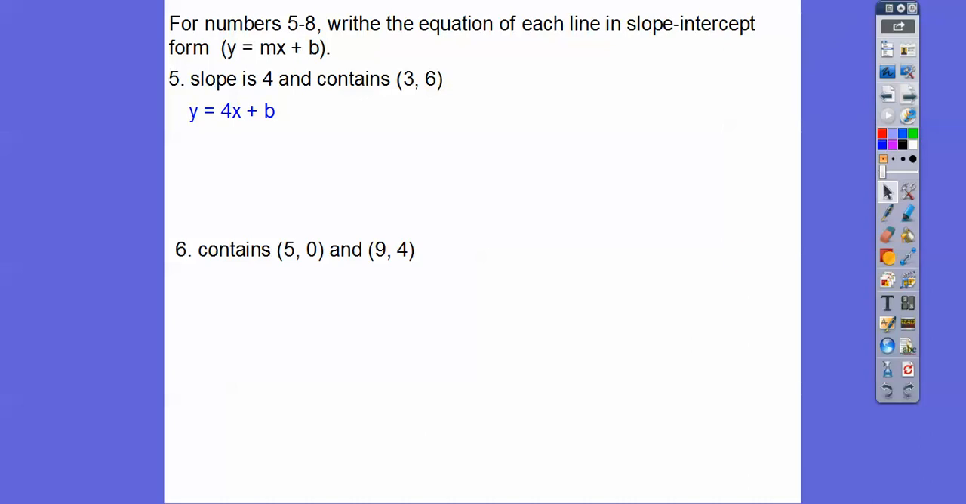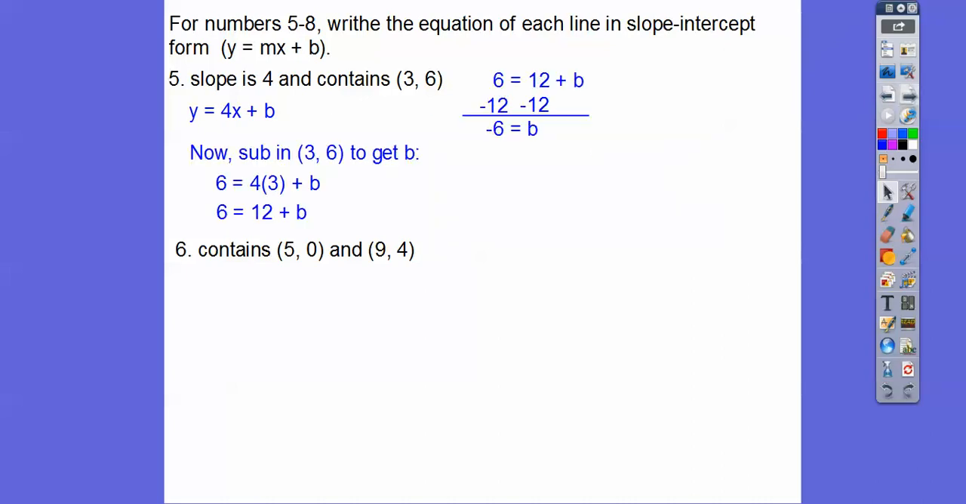They told us that the slope is 4, so we know y equals 4x plus b. To get b, we just substitute in 3 for x and then 6 for y, and then solve for b. When we do that, we get b equals -6, so our answer is y equals 4x minus 6.